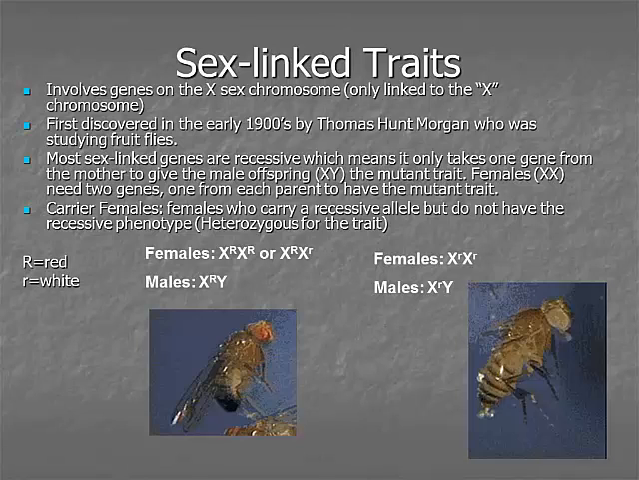Most sex-linked genes are recessive, which means it only takes one gene from the mother to give the male offspring the mutant trait. Females need two genes, one from each parent, to have the mutant trait. Remember, due to X inactivation, some females do show more symptoms than others when they are a carrier. Carrier females who carry a recessive allele do not have the recessive phenotype. In other words, they do not typically have the disorder. They are also heterozygous.